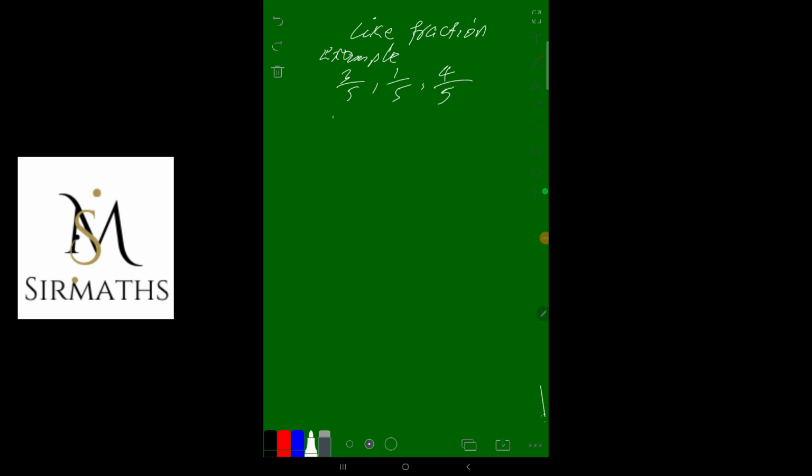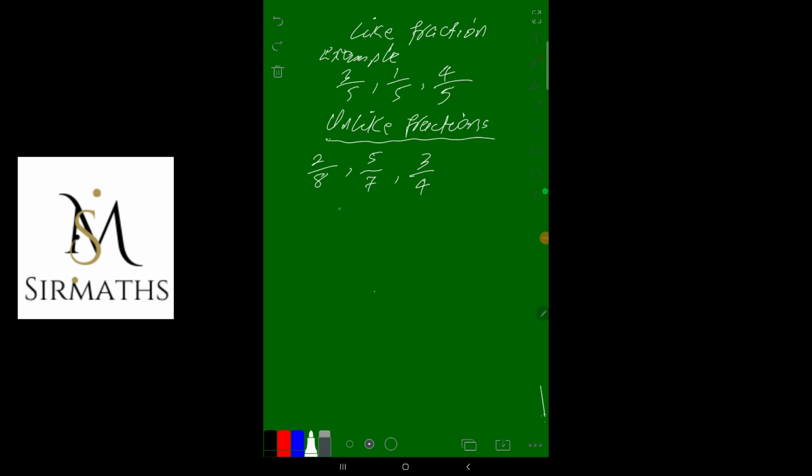We have unlike fractions. Unlike fractions are fractions whose denominators are not the same. 2 over 8, 5 over 7, 3 over 4. The denominators are not the same. We call these unlike fractions.